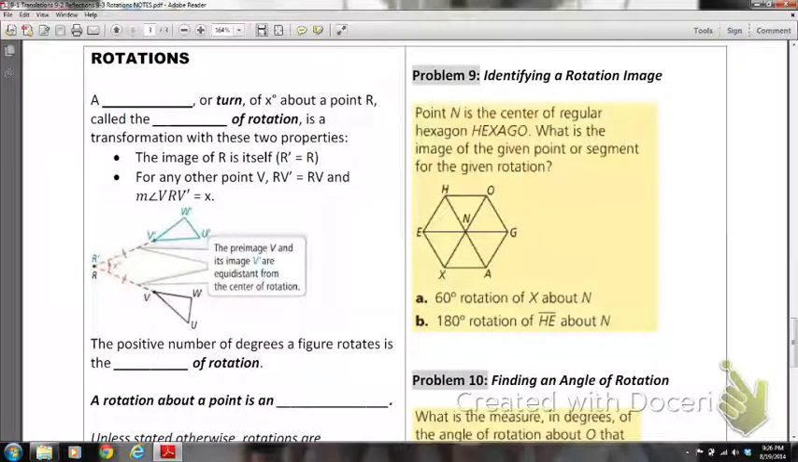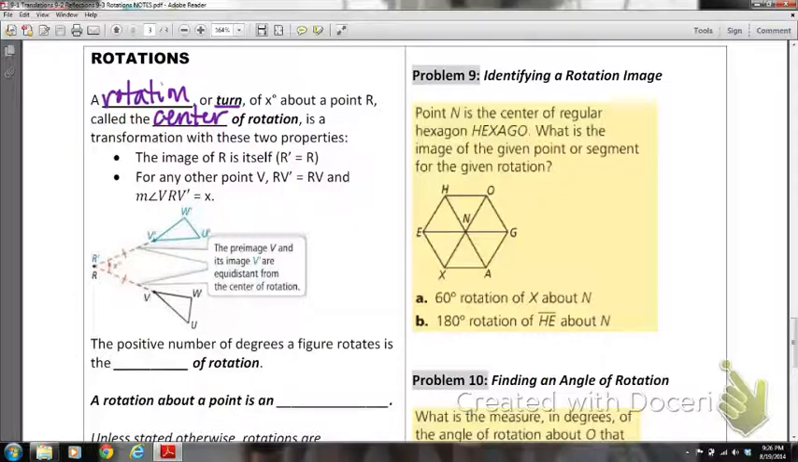The third transformation that we're going to learn about is a rotation, or more commonly called a turn. A rotation or turn of x degrees about a point R, called the center of rotation, is a transformation with these two properties. The image of R is going to be itself.